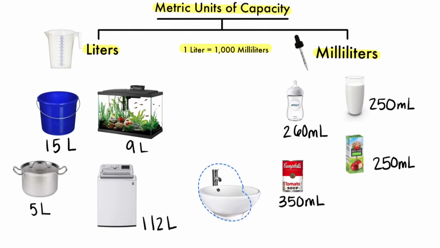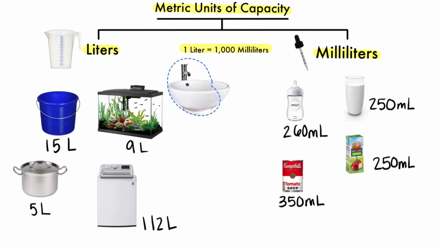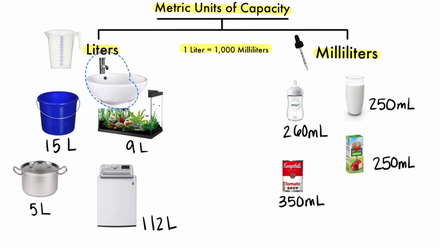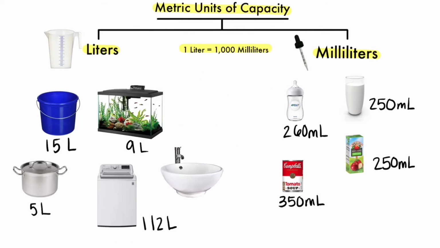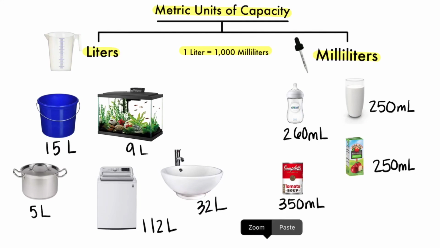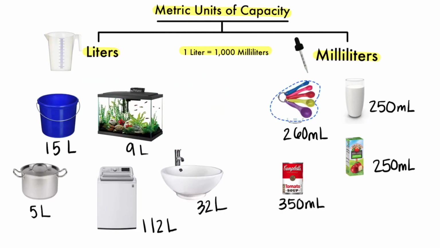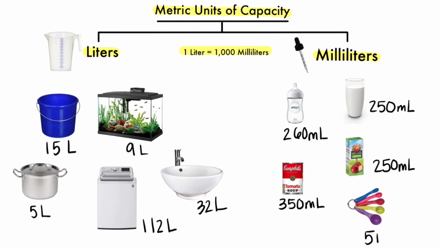What about a sink? Would the capacity of a sink be in milliliters or liters? I say liters for sure. And a sink can actually hold 32 liters of liquid. What about measuring spoons? Would you use liters or milliliters? Milliliters. And actually, one of those measuring spoons can hold 5 milliliters. Now remember this, 1 liter is equal to, or the same as, 1,000 milliliters.